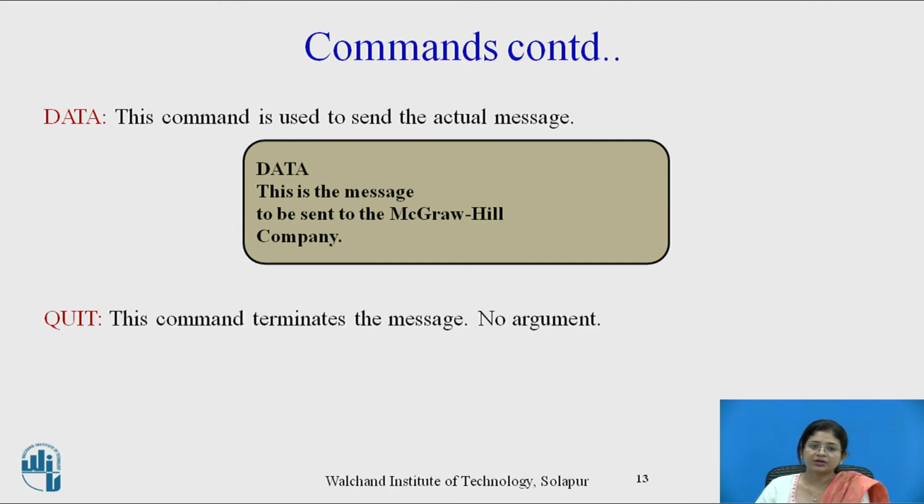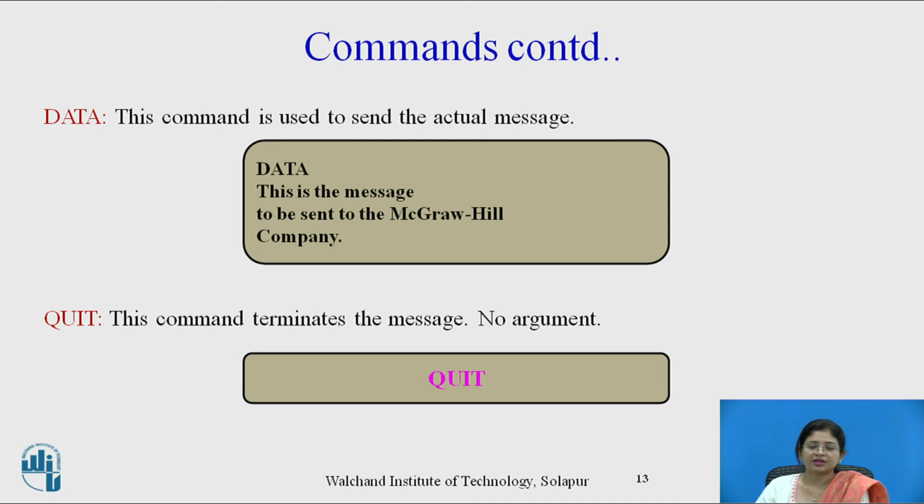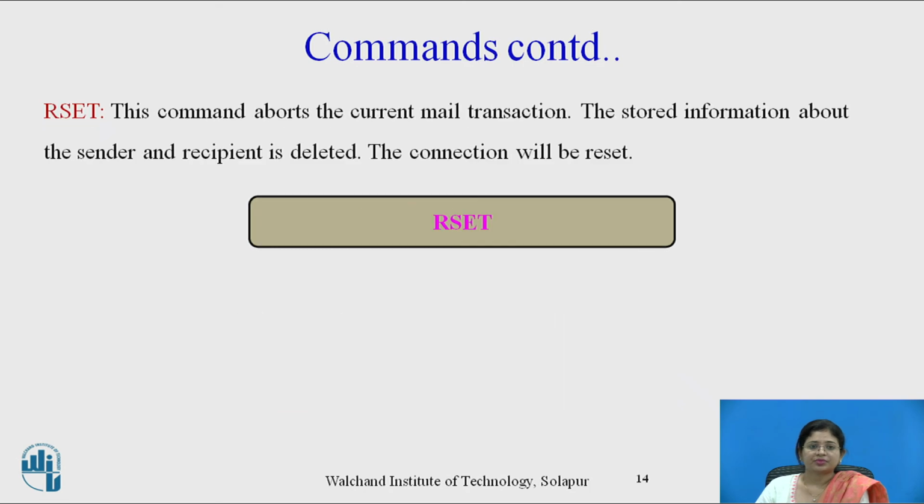The next command is the quit command. This command is used to terminate the message. This command does not have any argument, so only quit. Next command is the reset command, or the rset command. This command aborts the current mail transaction. The stored information about the sender and the recipient is deleted, and the connection is reset by using this command. Reset is the keyword, but it does not have any argument.